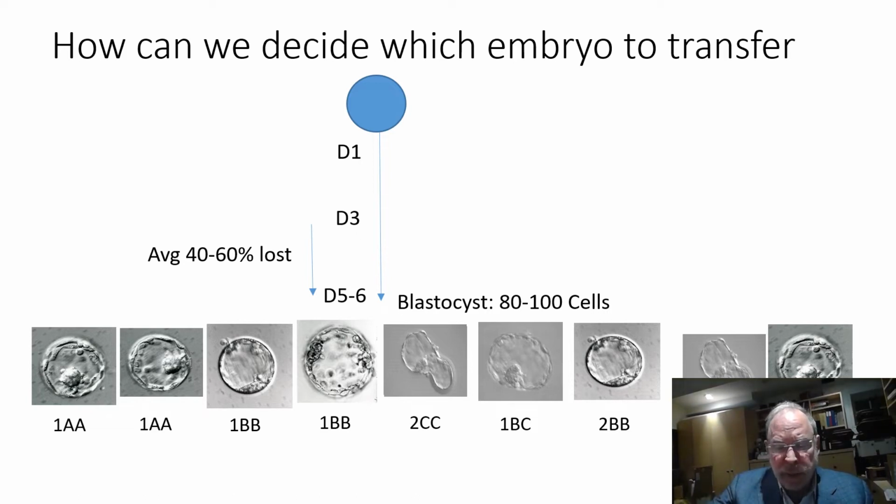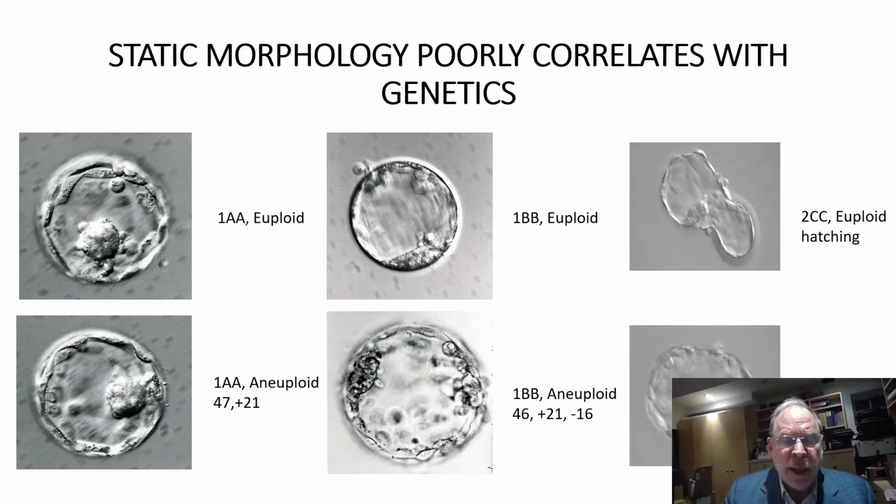We do have a grading system, but really grading is not very accurate, and I don't tend to rely on it very much. I rely much more on genetics, because that tells us if an embryo is normal or not. For example, each of these embryos in this slide had the same grade, but one was normal and one was completely abnormal, with Down syndrome here. So it's important to know that grading does not tell you whether an embryo is normal or not.